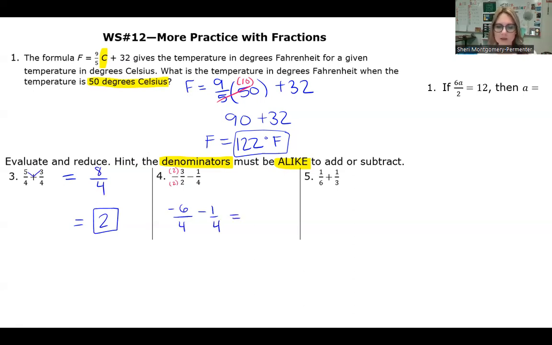When you already have like denominators, your denominator stays the same, and now all you're adding or subtracting is just the top. So I have -6 minus 1, so I'm getting more negative. I get -7. And that doesn't reduce.